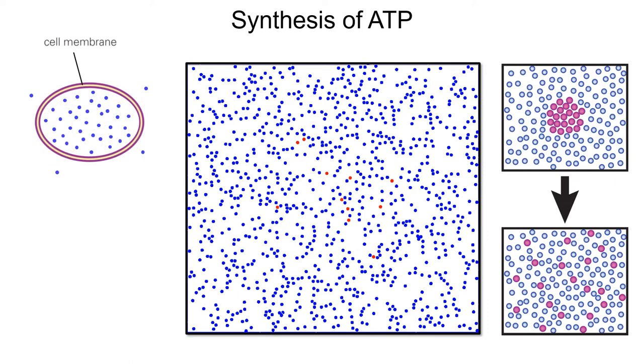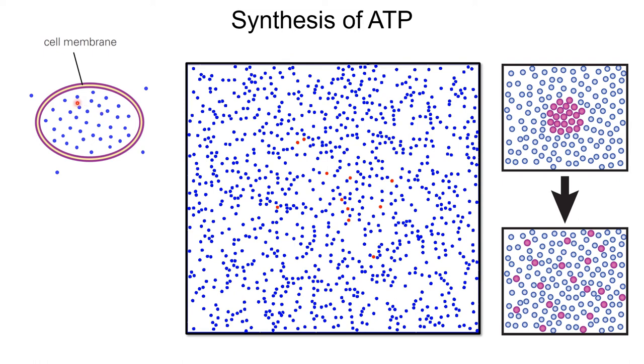So here is a schematic of a cell, which is surrounded by a cell membrane. Inside of this cell, you have a high concentration of protons, H3O+ ions, and outside of the cell, there's a low concentration. So you see there's a concentration gradient between the inside and the outside.